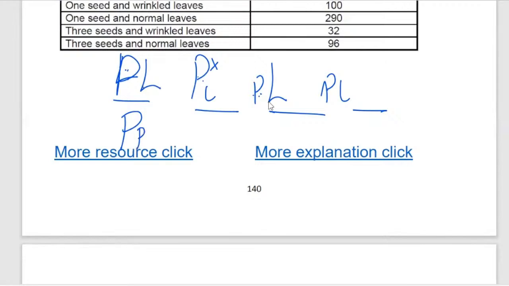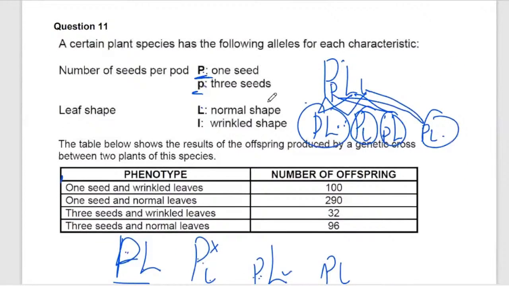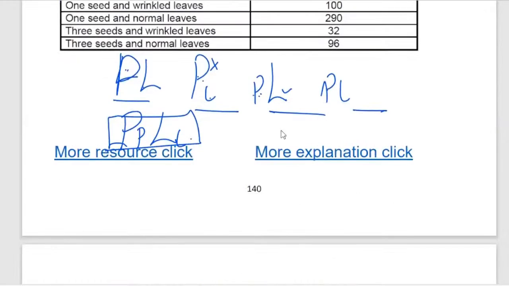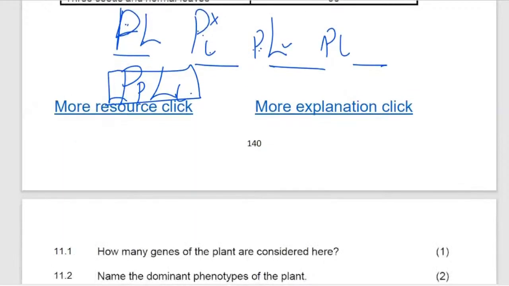Then I go to L, capital L. Do I have another capital L? Yes. Do I have a small l? Yes, I have a small l. Therefore, it goes with the small l, and this becomes the genotype of the parent. Check, it's the same thing: capital P, small p, capital L, small l. Then when you come here, it's capital P, small p, capital L, small l. So that's how you can identify that.